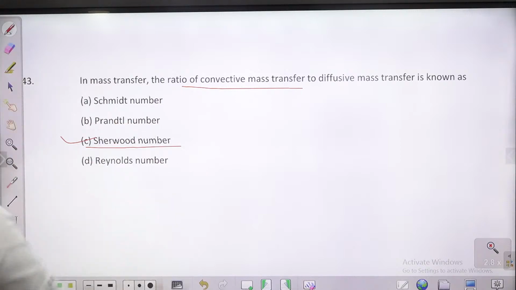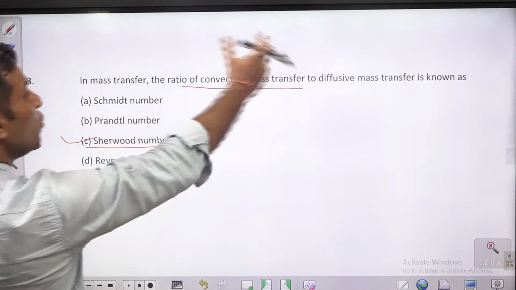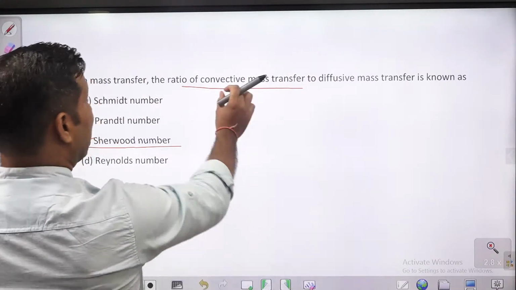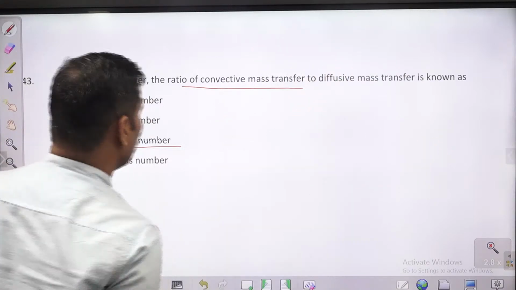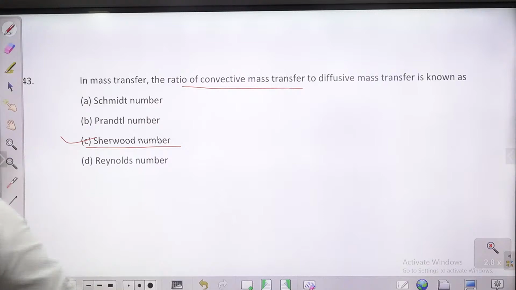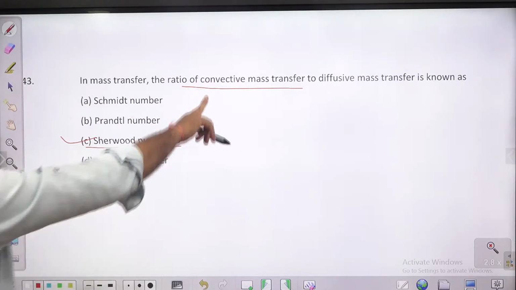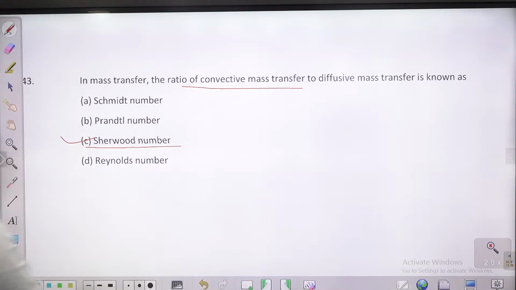This is just like the Nusselt number. The Nusselt number is a ratio of Q convection to the Q conduction, the heat transfer by convection to the heat transfer by conduction. Diffusion is nothing but conduction. So the Sherwood number is a similar kind of number, a Nusselt number in mass transfer, because it is a ratio of convective mass transfer to the diffusive mass transfer.